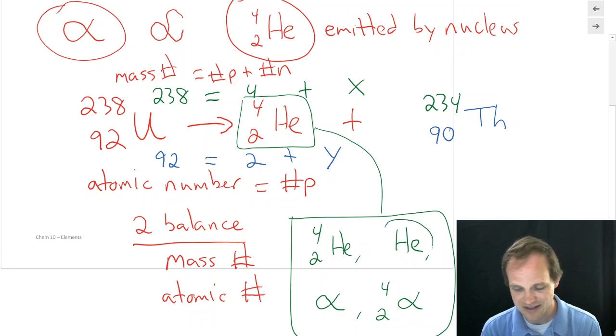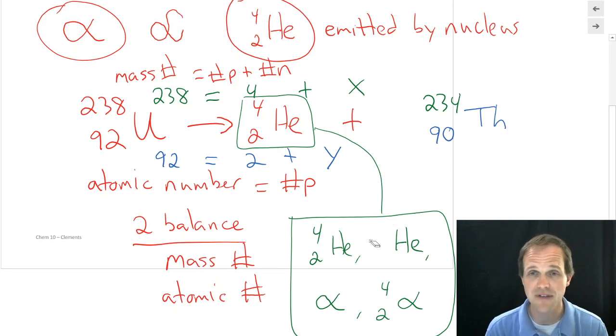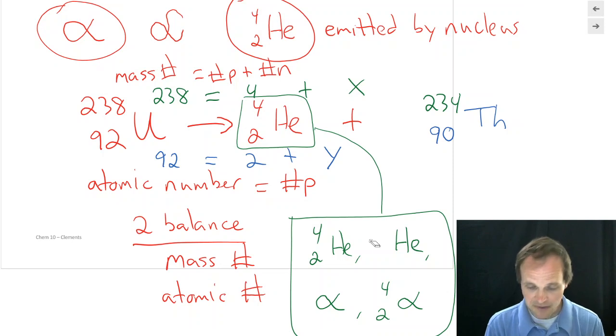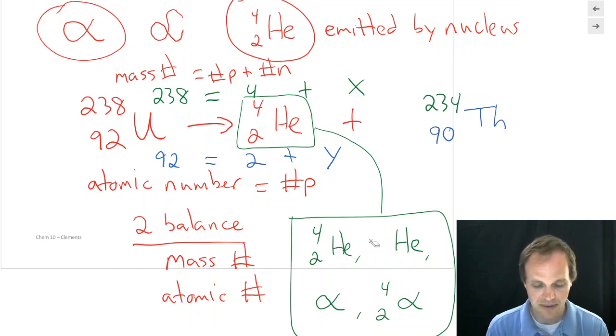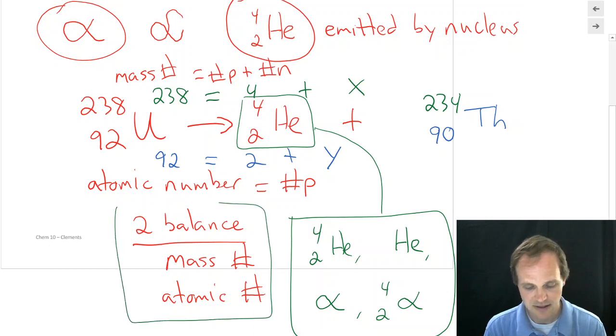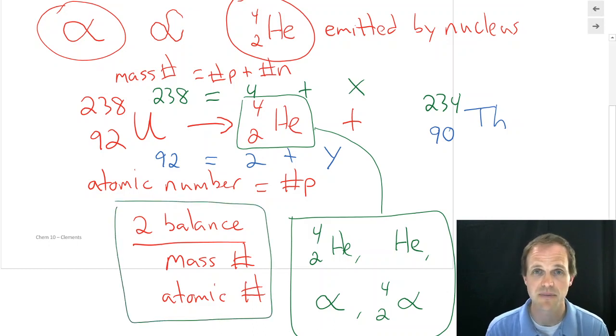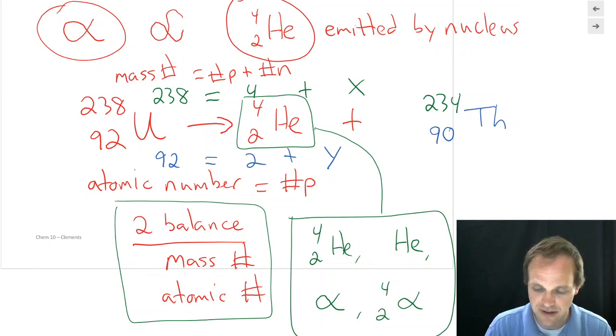Certainly, this one is not too common, so you're not going to see it very often, but the other three are very, very common, and it just depends on what the author likes and what the author's trying to get across. So be familiar with that, and you'll see that in some of our examples coming up. But again, how we balance these things is we balance mass number and we balance atomic number. So that's one way that atoms can fall apart if they're not happy.